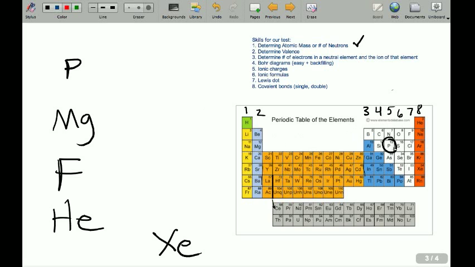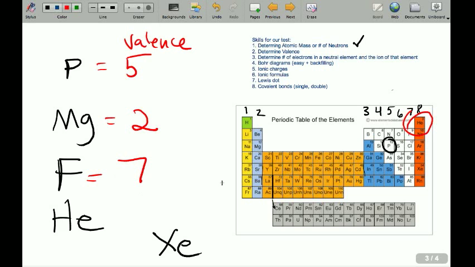Phosphorus. I look it up. It's in the 5th column. The valence, I'll put valence here. Valence, 5. Magnesium, 2nd row. Valence, 2. Fluorine, 7. Helium.